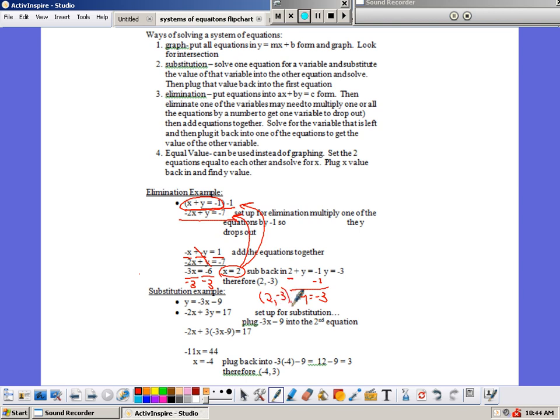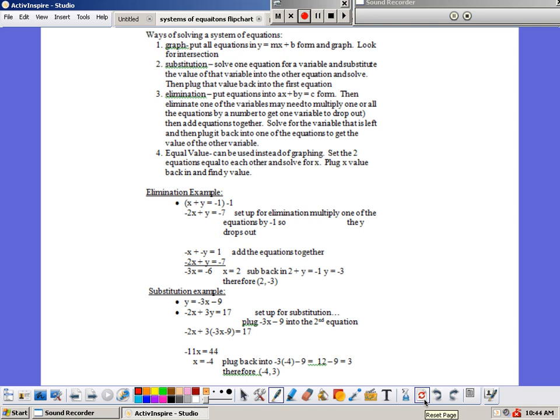That's an elimination. Must be in standard form. X's must be in line. Y's must be in line. Equals must be in line. Constants must be in line. Once you find your answer and the one variable drops out and you find the answer, plug it back into one of the two equations to find the second answer.